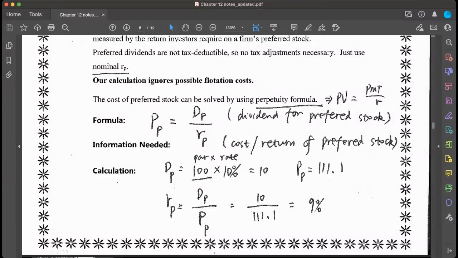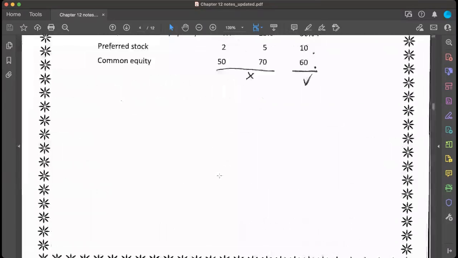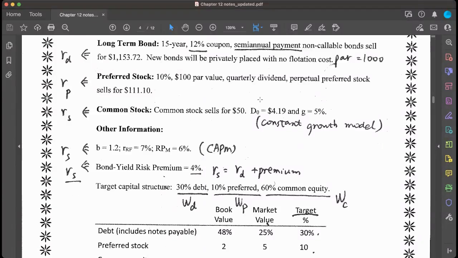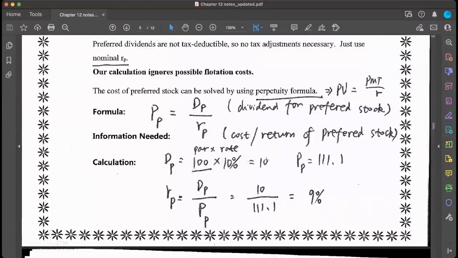And for dividend DP here, we can use the information again given by the example that the preferred stock is a 10%, $100 par value, quarterly dividend, perpetual preferred stock selling for 111.1. Okay, so this 10% is the dividend rate. We can use 10% multiplied by 100 to get the dividend, which should be 10 as the DP. And then for price, PP, it's 111.1. So we can use the dividend DP, 10, divided by 111.1 to get RP, the cost of preferred stock, as 9%. Okay, because price is dividend over R, so R is dividend over price.